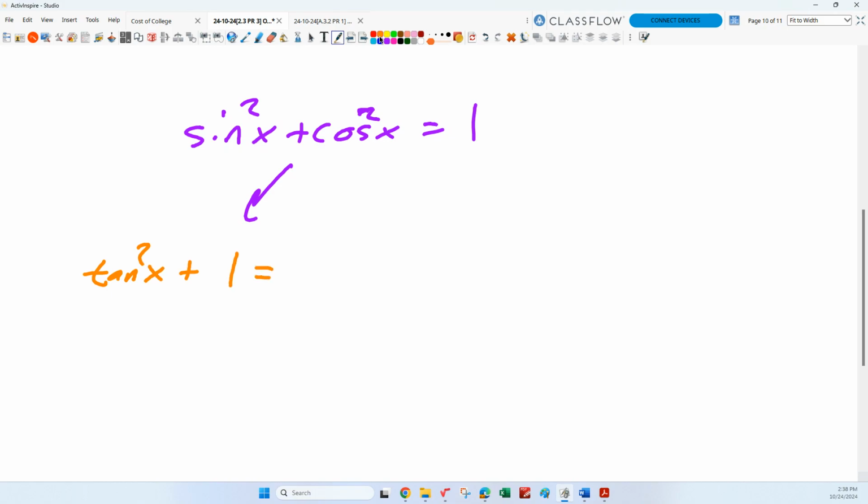1 equals. That's what I get if I divide by cosine squared x, right? If I divide both sides. Okay, what if I divide both sides by sine squared?